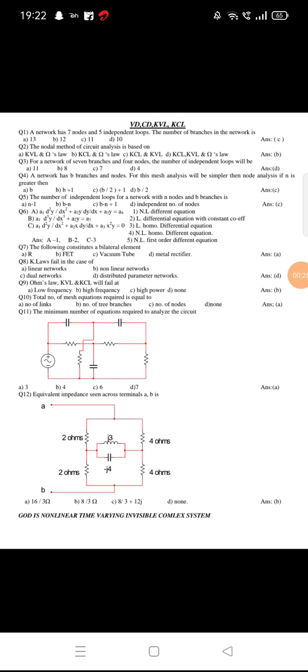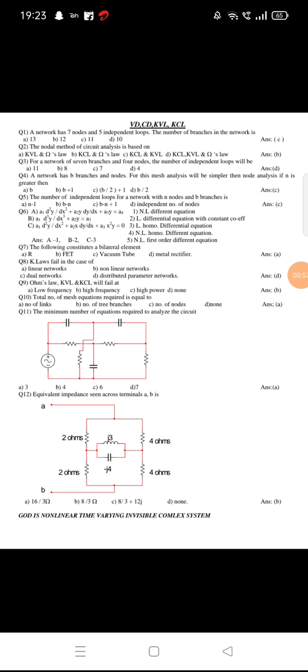Okay, here the formula for the number of loops will be L = b minus n plus 1. B is the number of branches, n is the number of nodes, and L is loops. Here the number of nodes is given, the number of loops is given, then branches B is equal to L plus n minus 1, right? L value will be 5, n value will be 7, 5 plus 7 minus 1, you will get 12 minus 1, that is 11. That is the first question's answer.